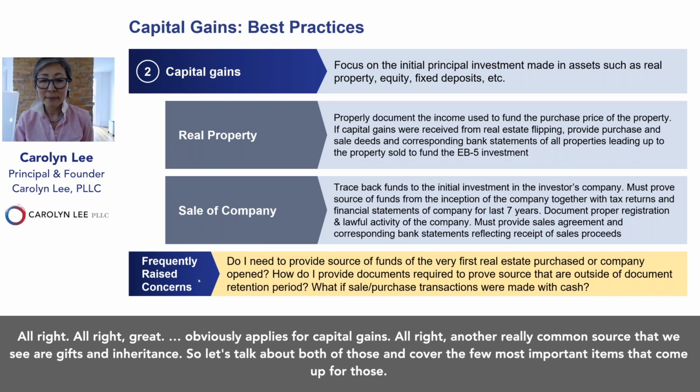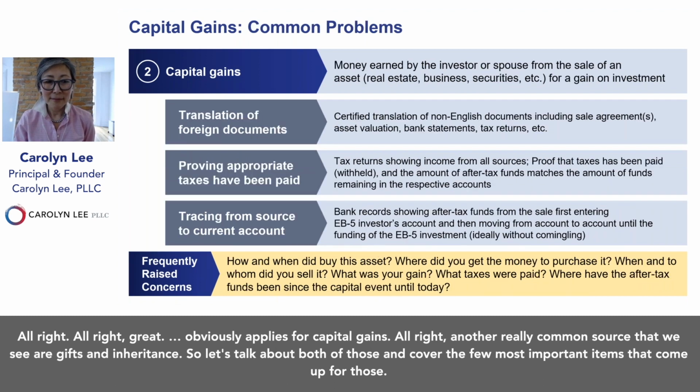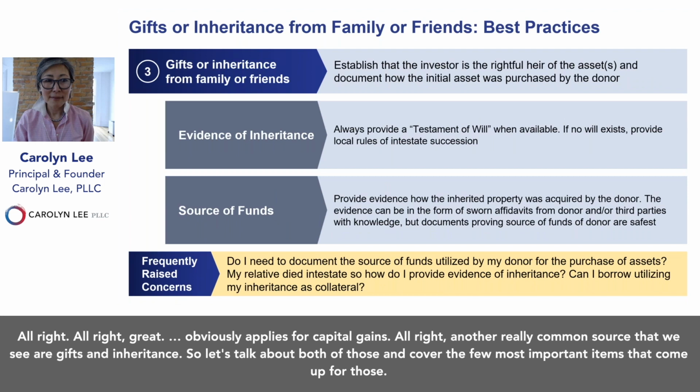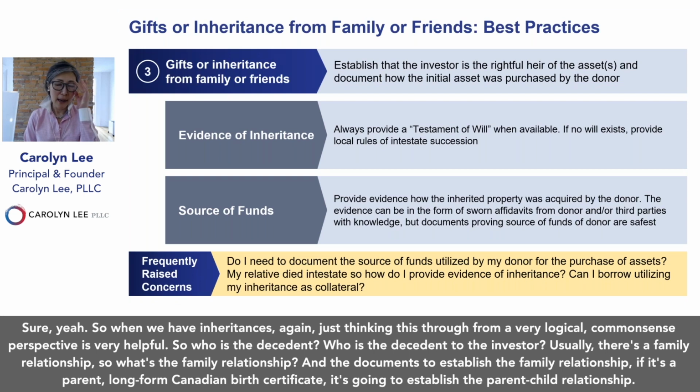All right, great. Tracing obviously applies for capital gains. All right, another really common source that we see are gifts and inheritance. So let's talk about both of those and cover the few most important items that come up for those. Sure, yeah.